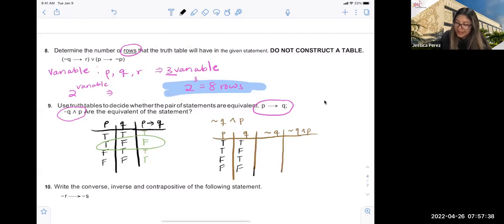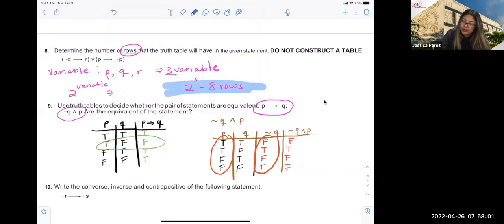So here we have true, true, false, false, true, false, true, false. Now we're negating Q. This would be false, true, false, true. So we're going to look at this and I'm looking for an and statement. F and T, that's false. T and T, that's a T. F and F, that's an F. T and F, that's an F. So we compare this column, let me change colors, this column and this column. Are they the same? No, they are not the same.